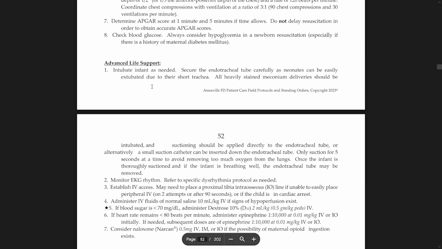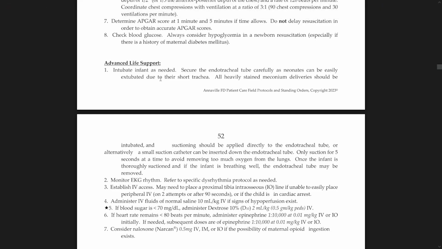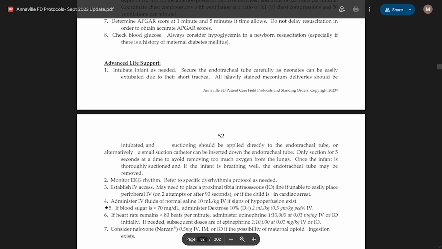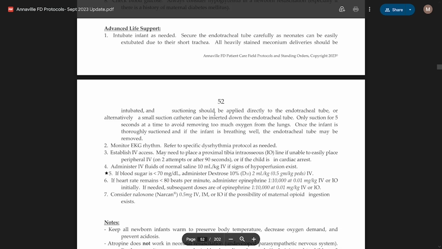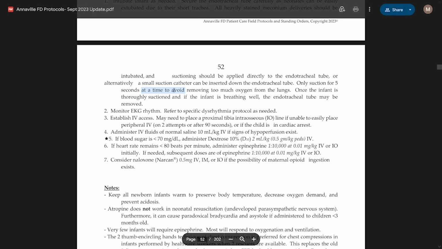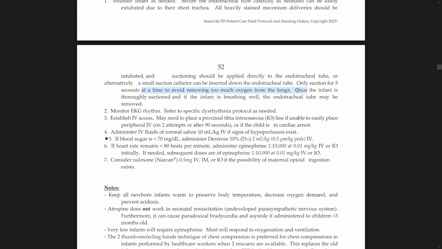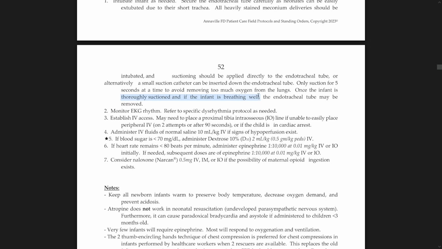For ALS, well, this is tough. Intubate an infant as needed. Secure the endotracheal tube carefully, as neonates can easily be extubated due to their short trachea. All heavily stained meconium deliveries should be intubated and suctioning should be applied directly to the endotracheal tube, or alternatively, a small suction catheter can be inserted down the endotracheal tube. Only suction for 5 seconds at a time to avoid removing too much oxygen from the lungs. Once the infant is thoroughly suctioned, and if the infant is breathing well, the endotracheal tube may be removed.